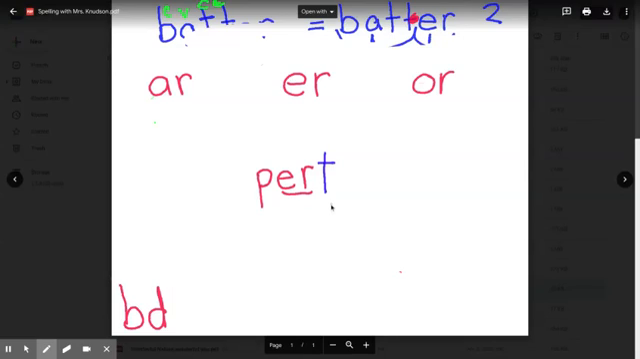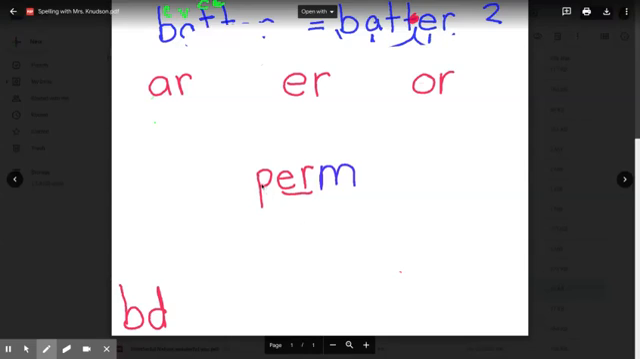And then I want you to change pert into perm. Perm. When ladies have their hair curled at the beauty parlor, it is a perm. I'm not hearing that hard T sound anymore. I'm hearing a soft M, perm. And there it is. Excellent work.